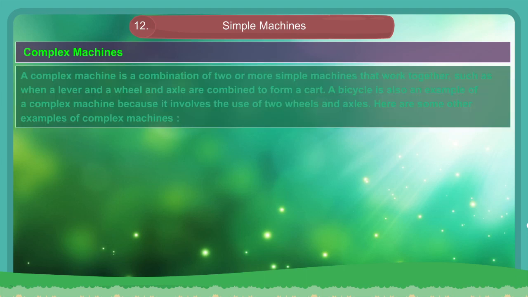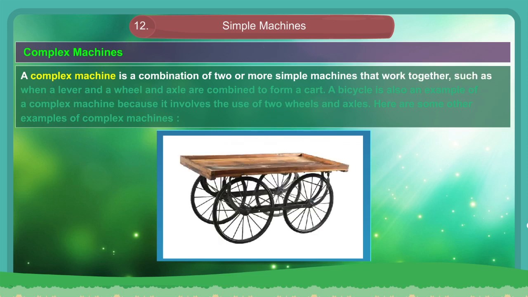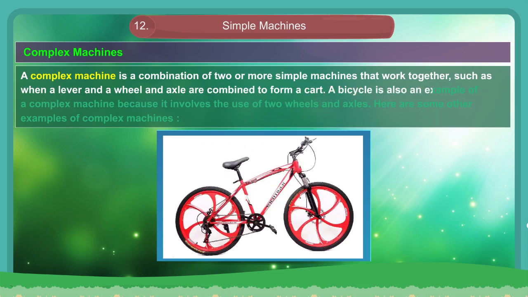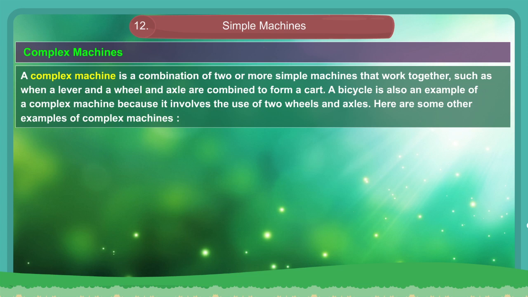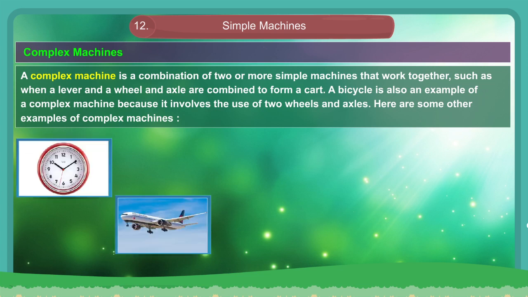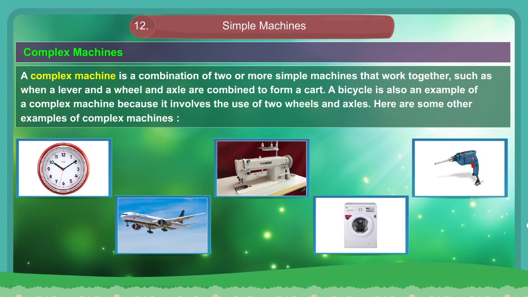Complex machine. A complex machine is a combination of two or more simple machines that work together, such as when a lever and a wheel and axle are combined to form a cart. A bicycle is also an example of a complex machine because it involves the use of two wheels and axle. Here are some other examples of complex machines. Clock, aeroplane, sewing machine, washing machine, drill machine.